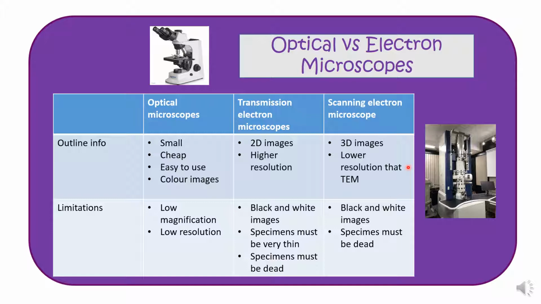Scanning electron microscope has a slightly lower resolution than the transmission electron microscope, but a far higher resolution than the optical microscope. You see here that we have abbreviated transmission electron microscope to TEM. Scanning electron microscope can be abbreviated to SEM in exams as well. Black and white images are also produced from scanning electron microscopes, and specimens must be dead because, again, they have to be placed in a vacuum. They don't have to be thin, because obviously you can place whole cells or whole organisms into a scanning electron microscope so you can see its overall shape.